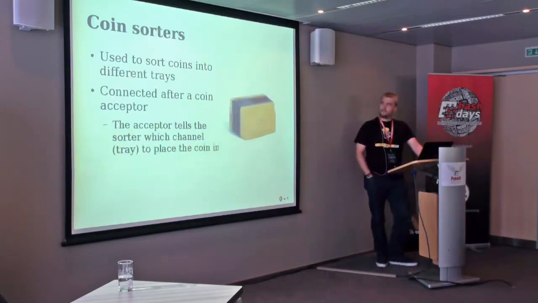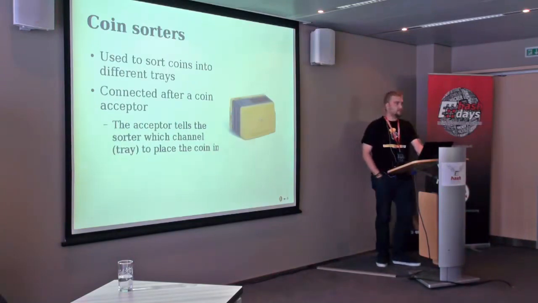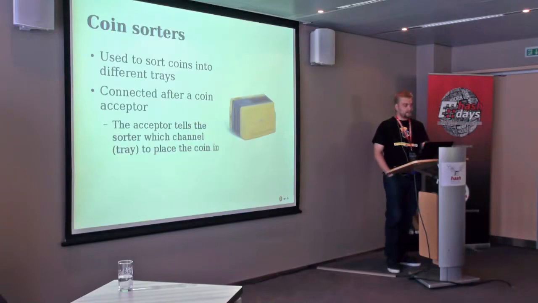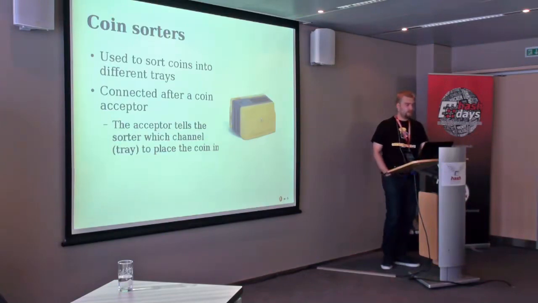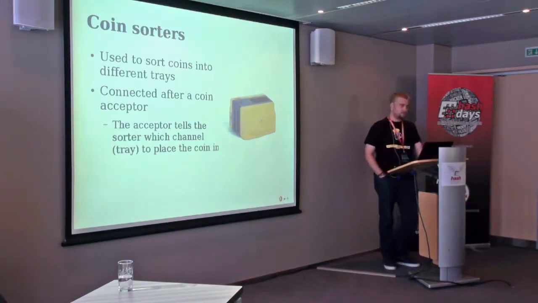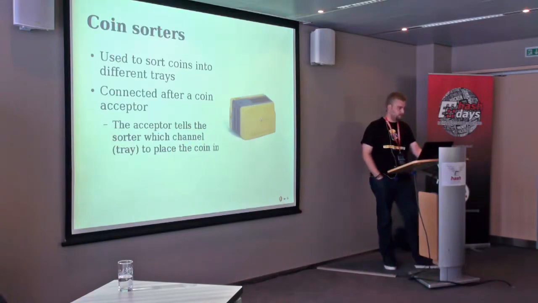Other devices include coin sorters. They are used to sort coins into different trays. For example, if in the machine there are trays for 1 Swiss franc or 2 Swiss francs, this device, when the coin is dropped, can switch the money into different trays. So it can sort the money in different areas, maybe making it easier to get the money back for the vendor.